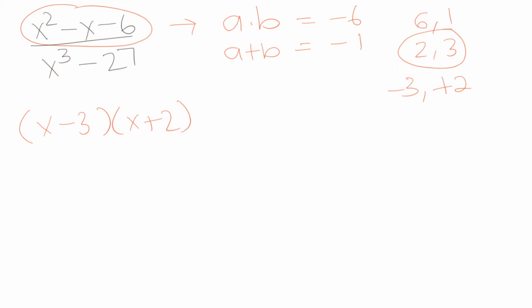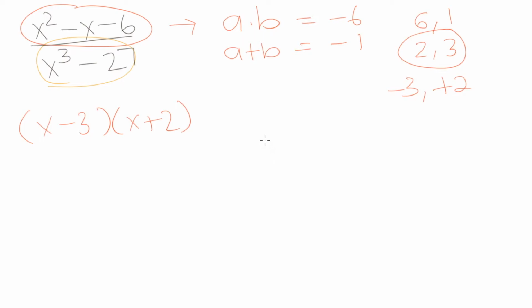Now let's look at our denominator. So let's do that down here. If we look at our denominator, what is something that we can immediately recognize about this? We can see that this is a perfect cube and this is also a perfect cube. So we have a difference of cubes here.